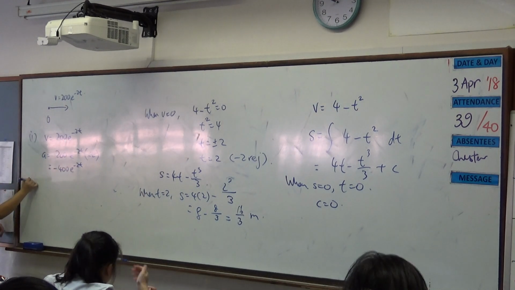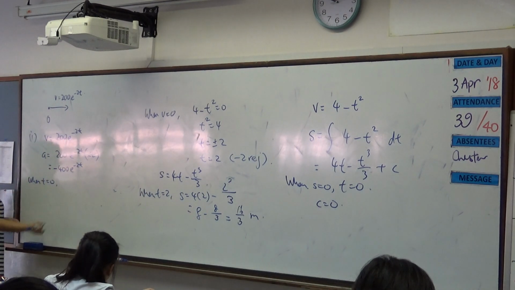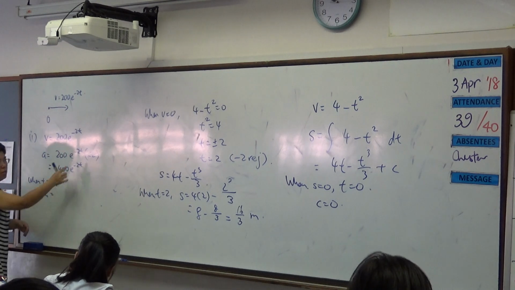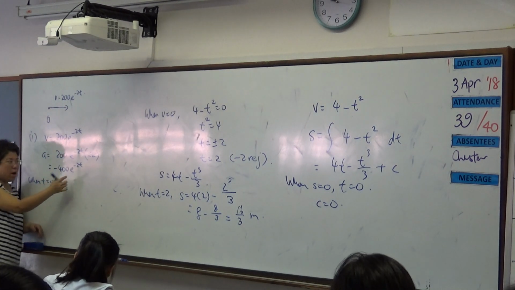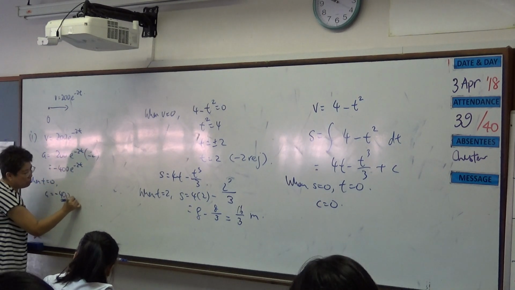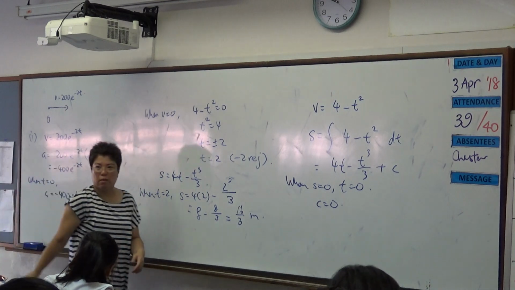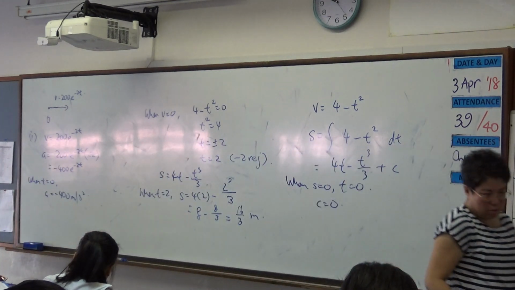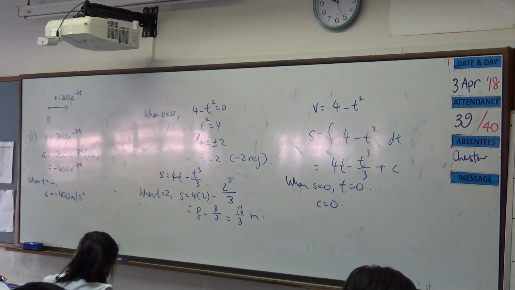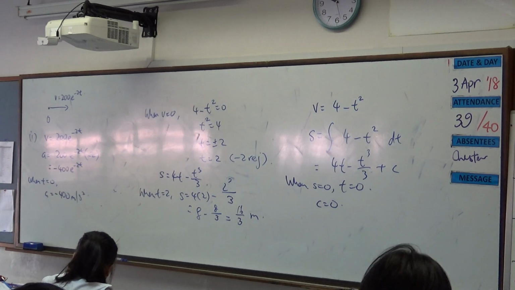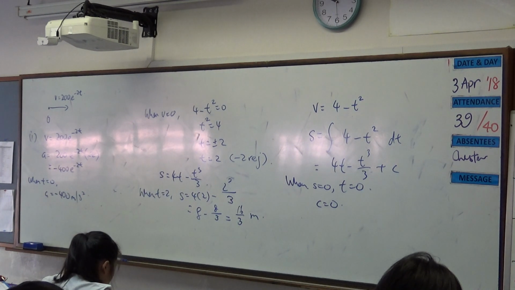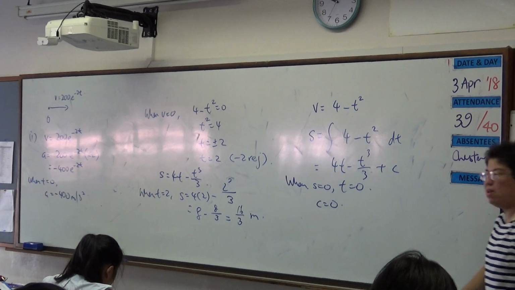So initial is when t equals to what? 0, right? Acceleration will be what? When it's 0, what is this? 1. Negative 400 meter per second square. So this will be the acceleration, negative 400 meter per second square. Calculate to 2 decimal places its displacement from O when t equals to 3.